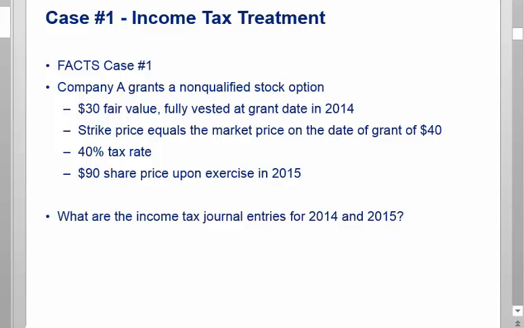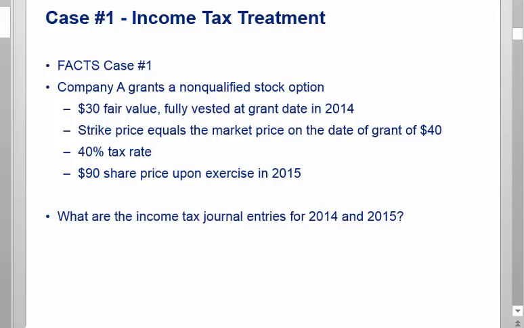All right. So case number one. A company grants a non-qualified stock option. The value, using a Black-Scholes calculation, of that option is 30. Okay? So again, that's not the stock price or the strike price. That's the mathematical value of the award.